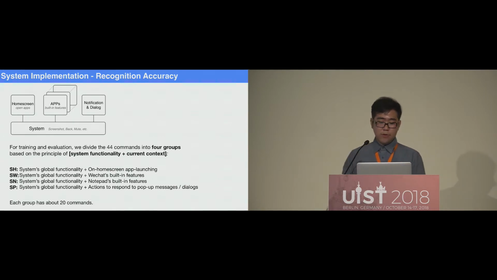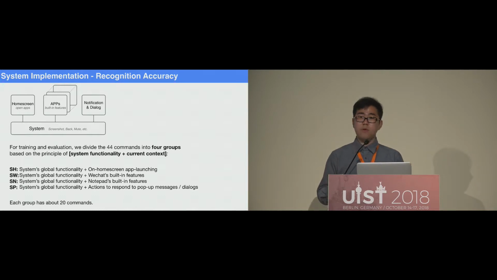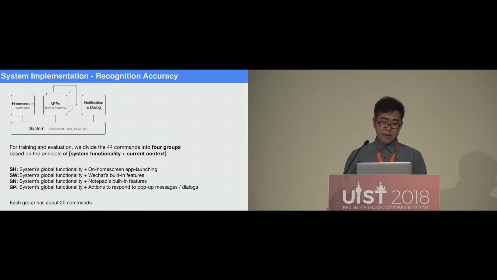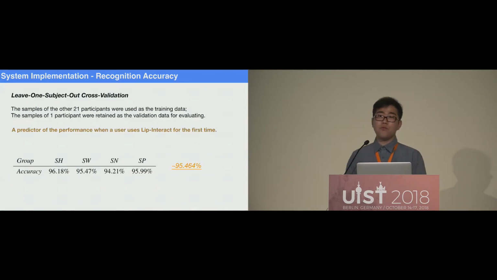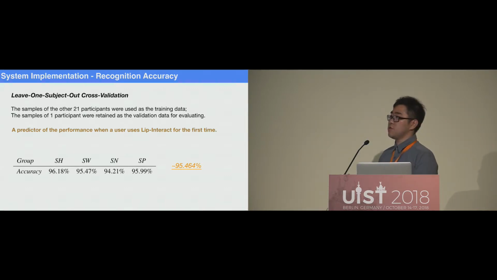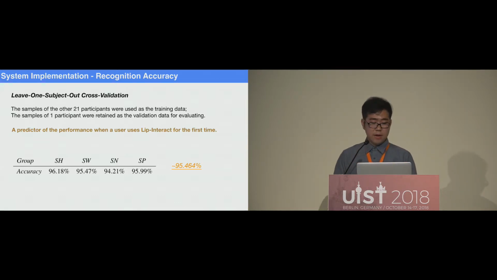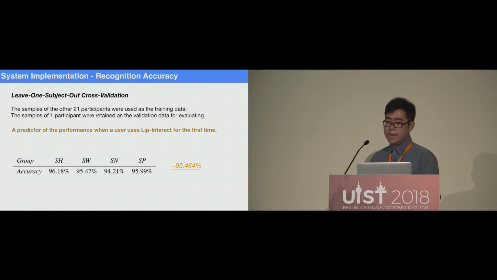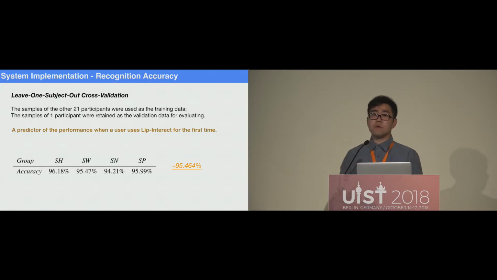So for training and evaluation, we divided the commands into 4 groups based on the principle of system functionality plus current context. Each group has about 20 commands. So we first do the leave one subject out cross-validation, which is a predictor of the performance when a user uses lip interact for the first time. On average, the accuracy was over 95%, indicating that our system could accurately identify even a new user's commands.